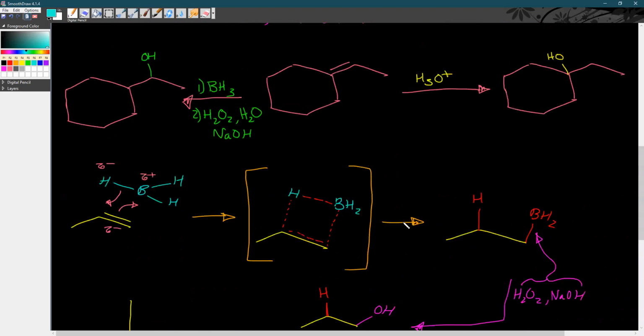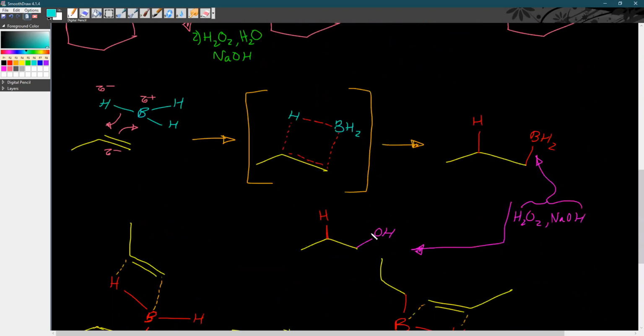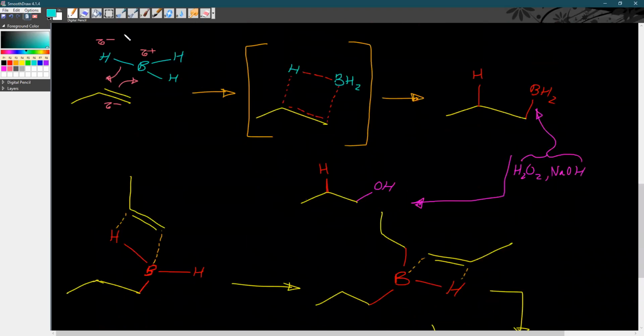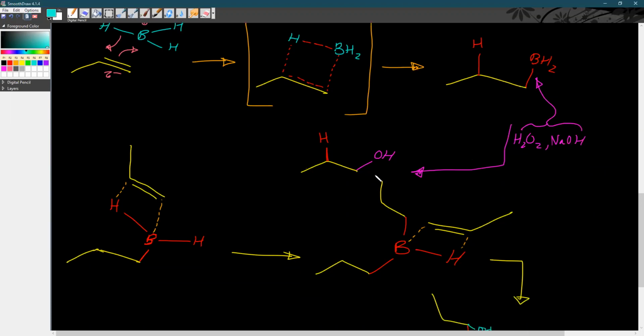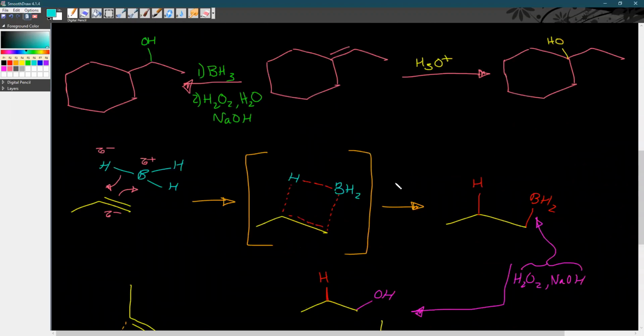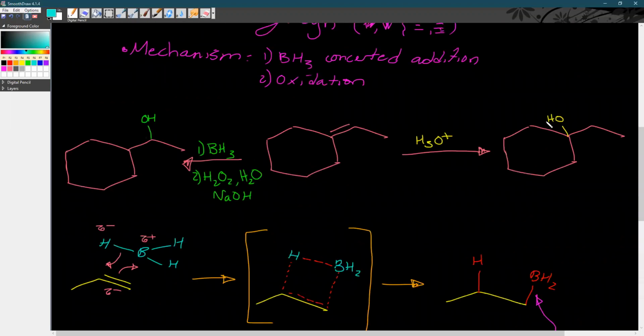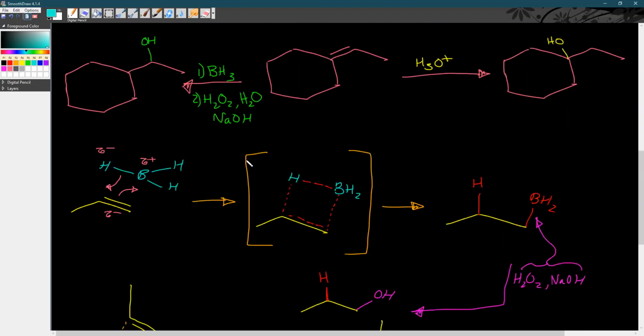Okay, so just to recap what's going on: we put the boron on the less substituted side because it is slightly positive. Then when we do the workup, we replace it with this oxygen from the hydrogen peroxide, which will give us an alcohol on the less substituted side. So it's the opposite of what we initially learned, because the mechanism is slightly different.